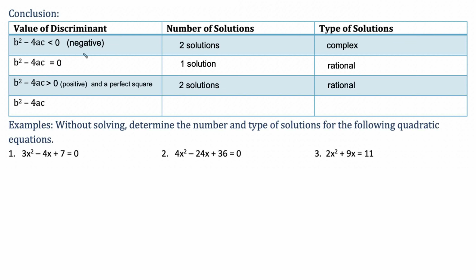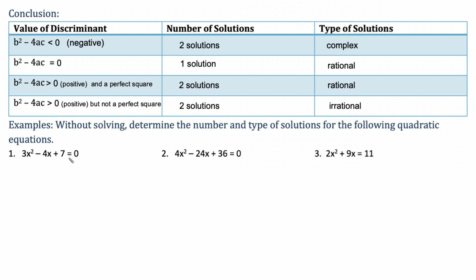The next ones, we're going to talk about greater than 0, or positive, and if it's a perfect square. That was our 25, 49, and 100. We had 2 rational solutions because you could take the square root of those perfect squares and get a rational number. And then our last one is it's greater than 0, or positive, but not a perfect square, and we got 2 irrational solutions. So without solving, determine the number and type of solutions for the following quadratic equations.